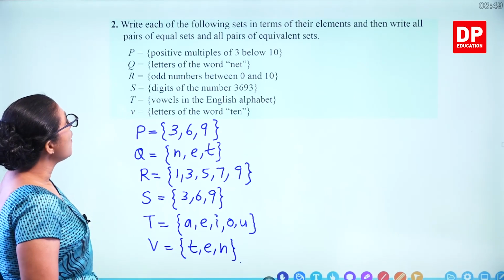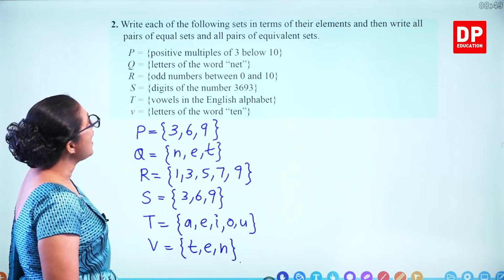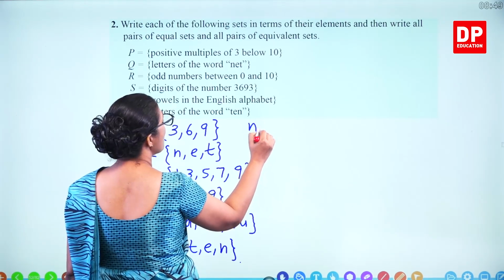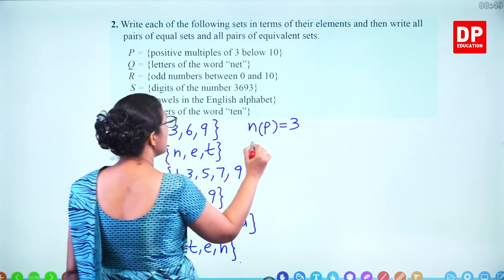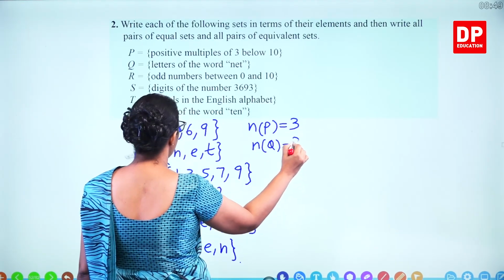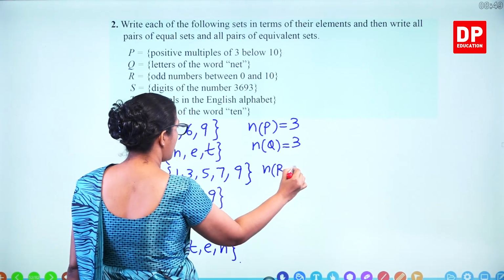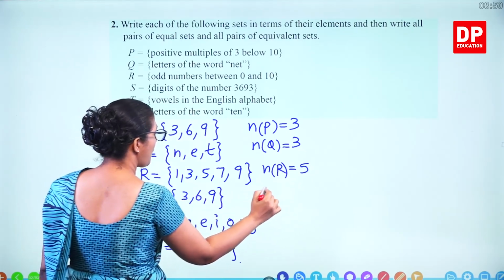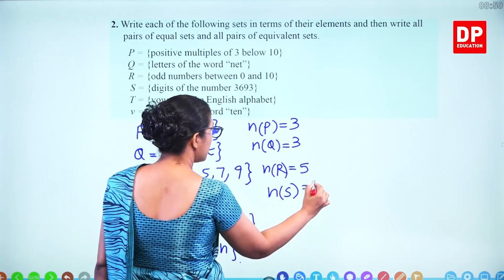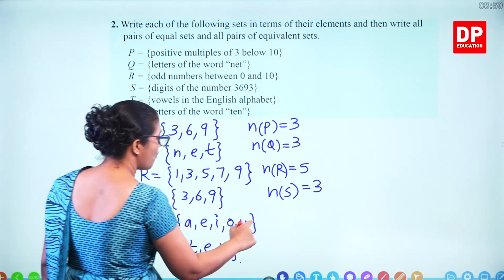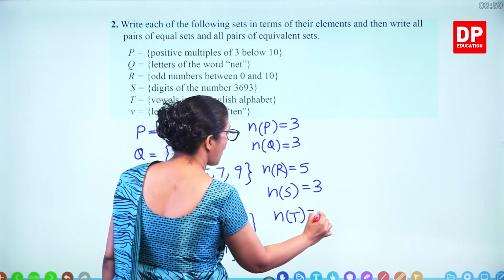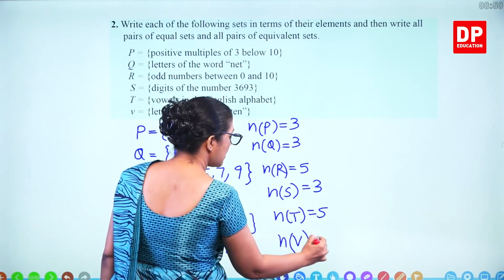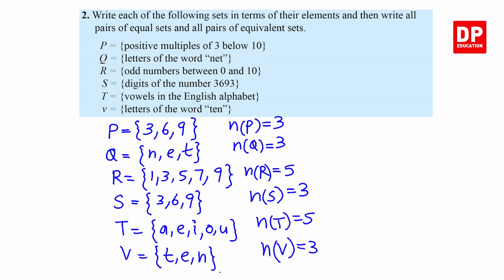Now we need to identify equal sets and equivalent sets. To find equivalent sets, we need to find the number of elements. In P it is 3. In Q, 3. In R, 1, 2, 3, 4, 5. In S, 3. In T, that's 5. In V, that's 3. Now we can identify.